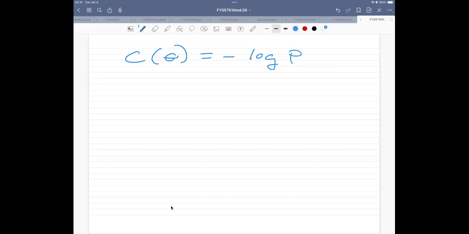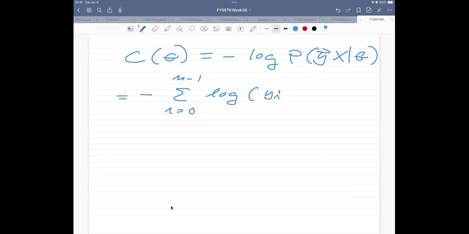So we will simply take the log of this y, and then we have the x's and theta. So if I do that, let me just quickly do this and then we take a break. What I get then is now simply a sum. This is simply minus, and then if I take the log of the product, this is going to be a sum from i equals 0 to n minus 1.